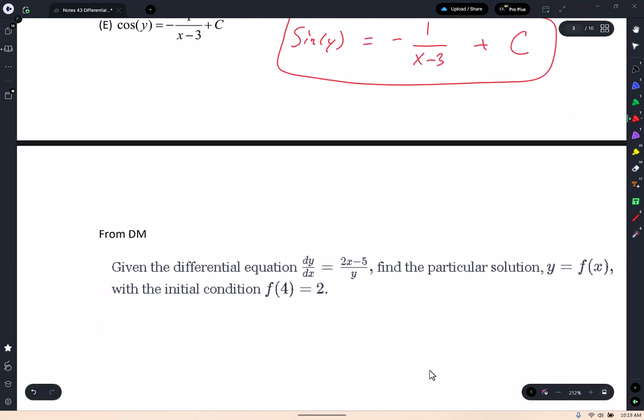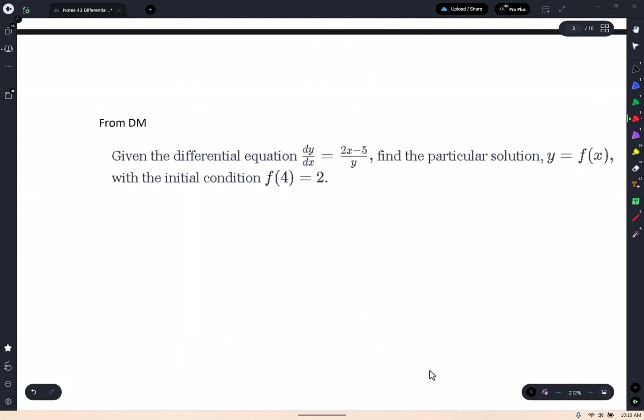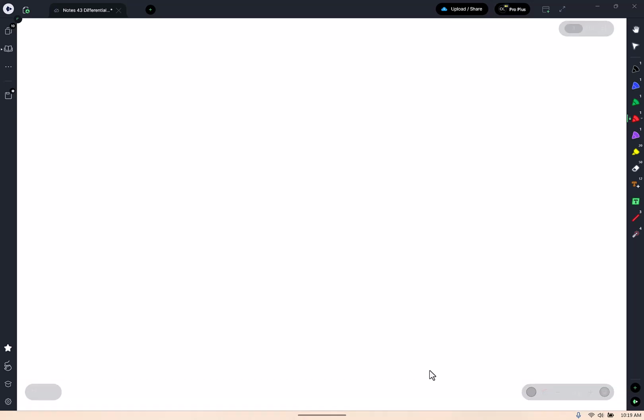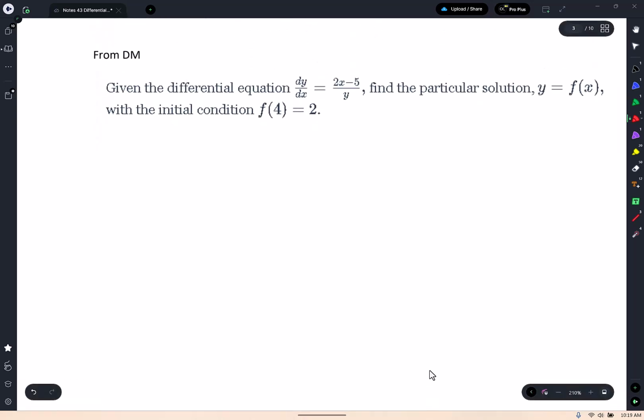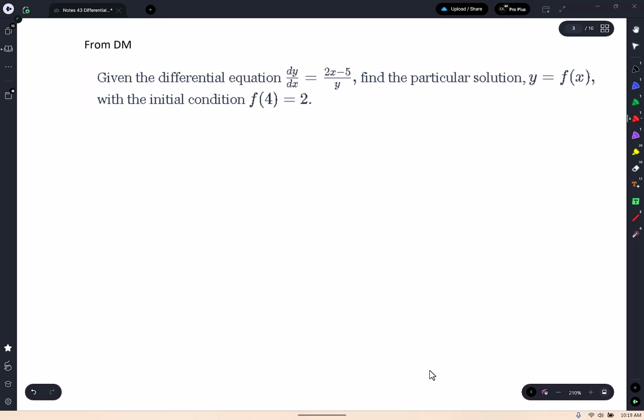All right, here's what you're doing today. Did they give it to me? Okay, they don't. Here's what you're doing today, guys. We do have a delta. All right, guys, focus. Given the differential equation, dy/dx equals (2x minus 5) over y, find the particular solution, y equals f of x, with the initial condition f of 4 equals 2. All right, this is the same thing as just saying 4 comma 2.